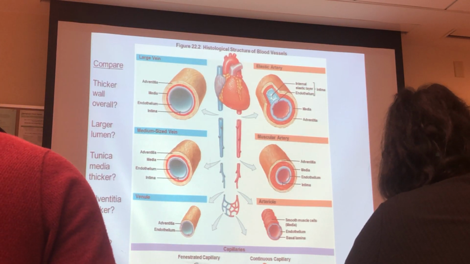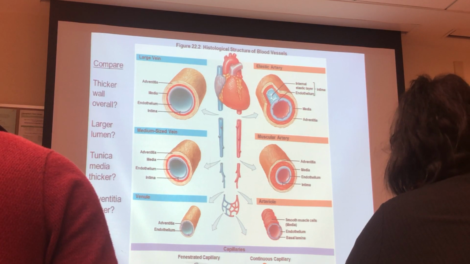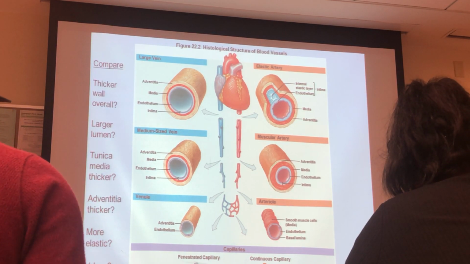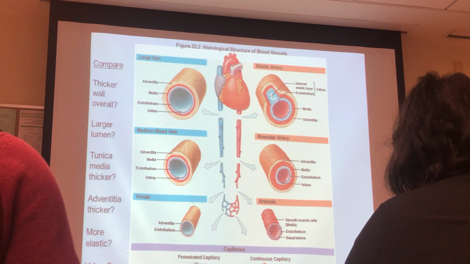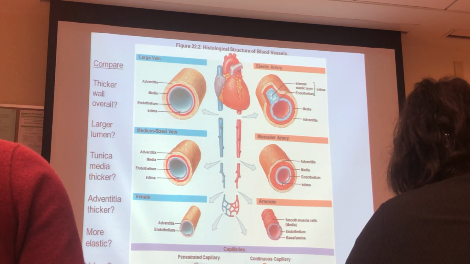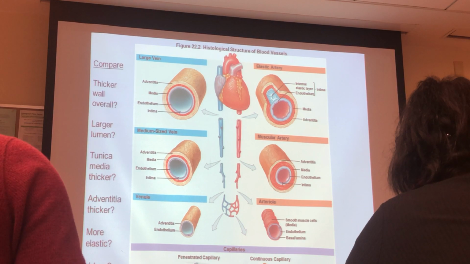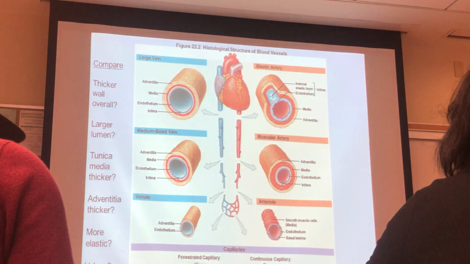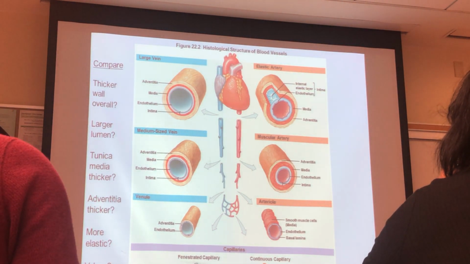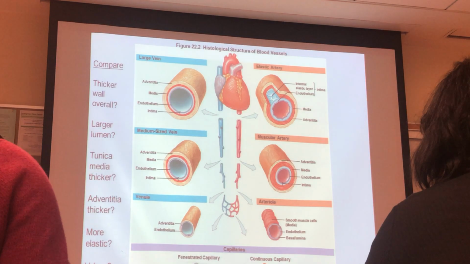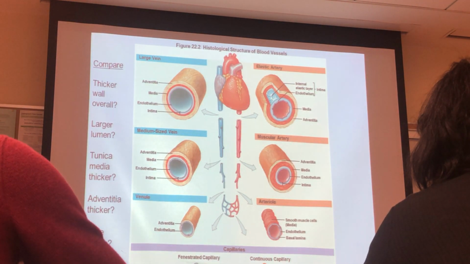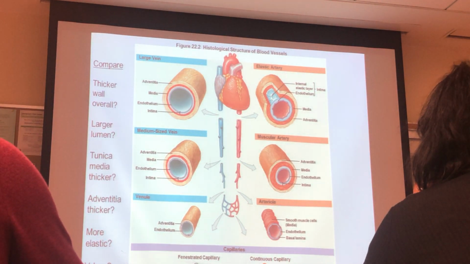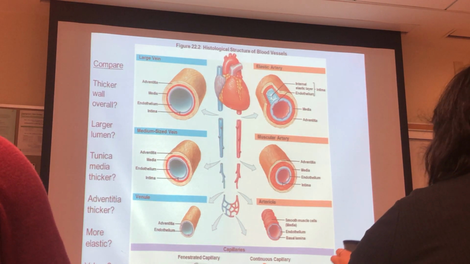Tunica media. Who has a thicker tunica media? Yeah, but just in general, comparing all your arteries, all your veins, yes, arteries. So arteries, they're the ones that decide, right? Like George Bush, the decider, which organ's going to get the blood. So their dilation and constriction is more important than veins. So they'll have a more robust, well-developed tunica media.